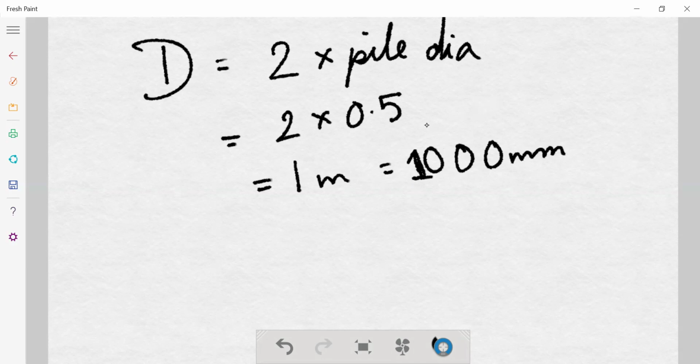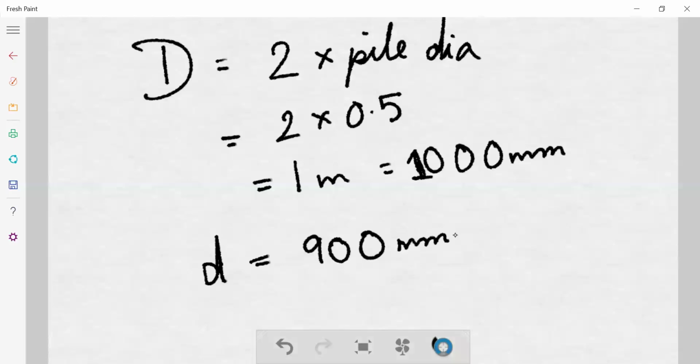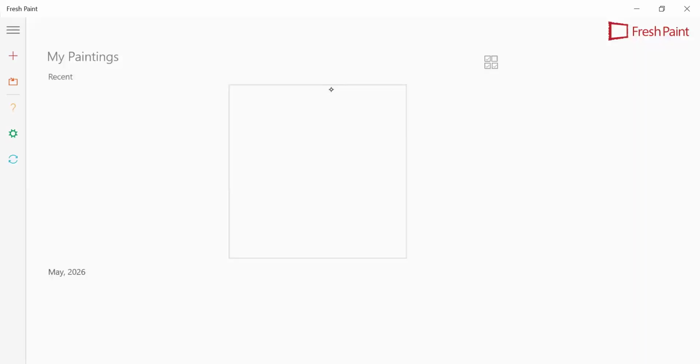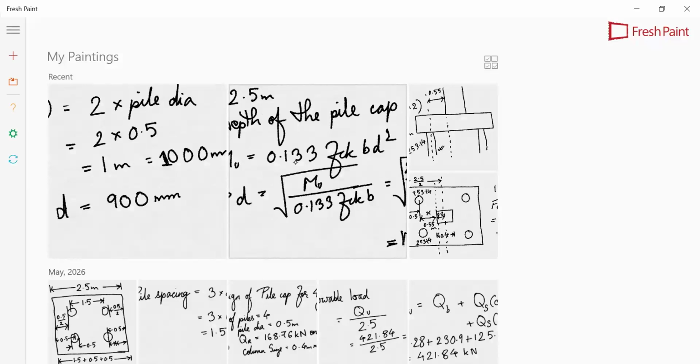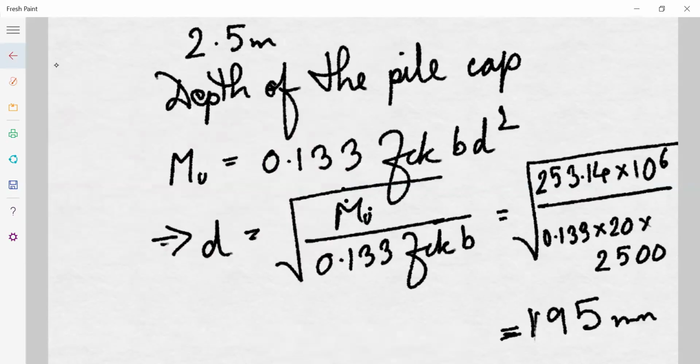Now, if I take a cover of 100 mm, the effective depth of the pile cap will be 900 mm. So now we have to find out the area of steel, isn't it?